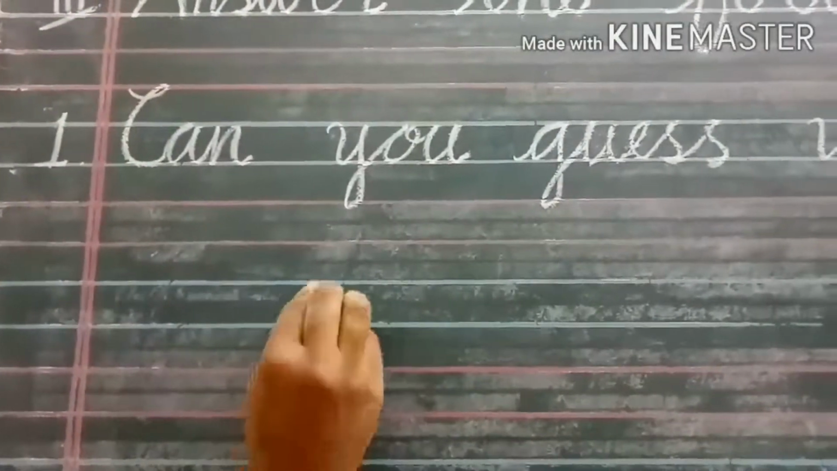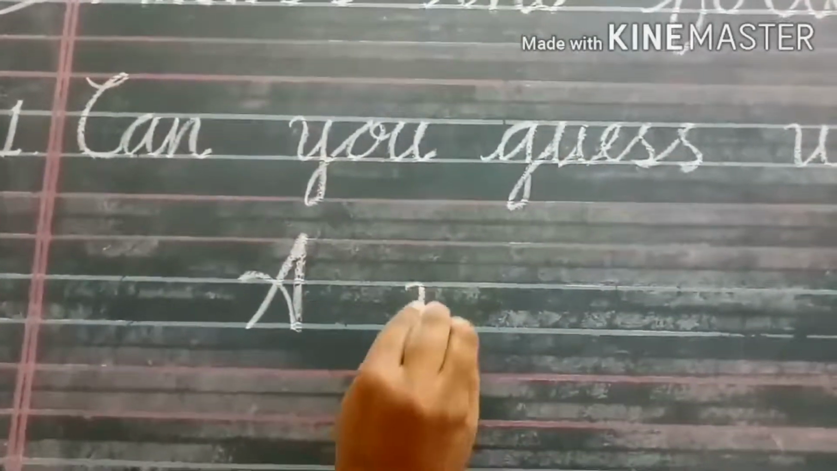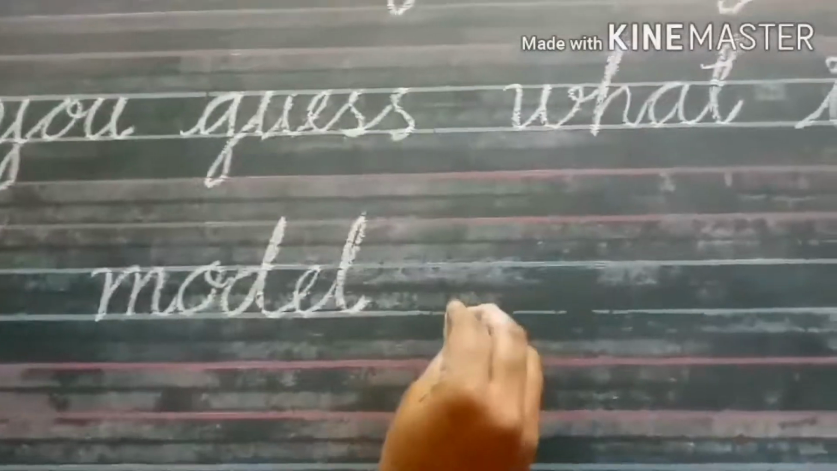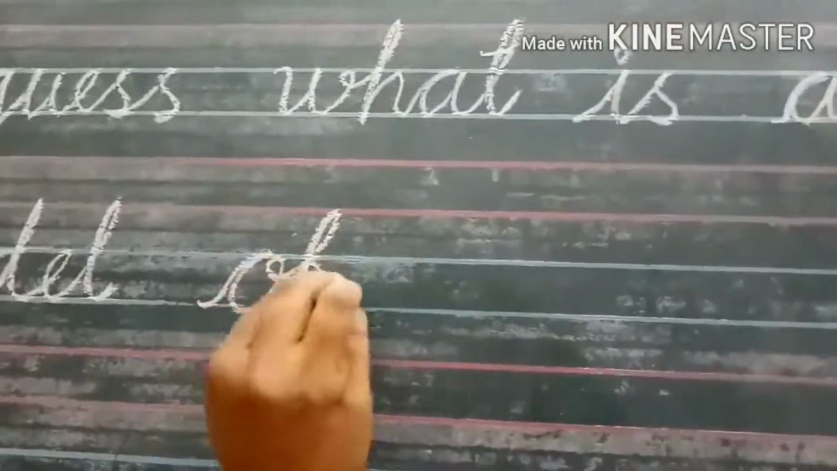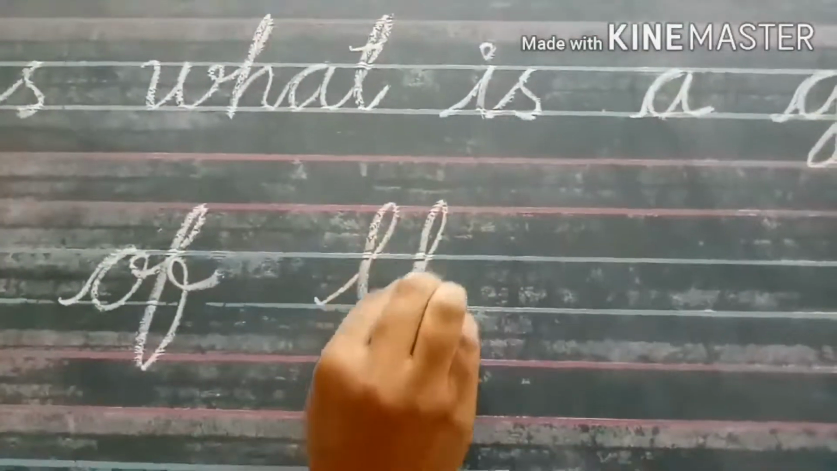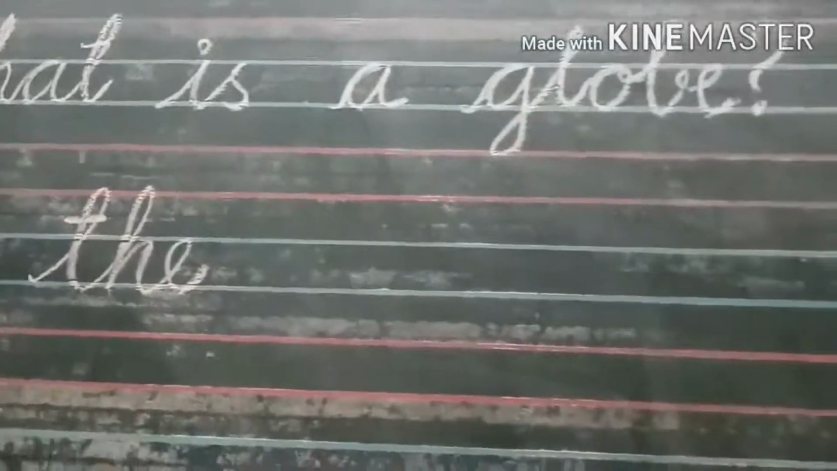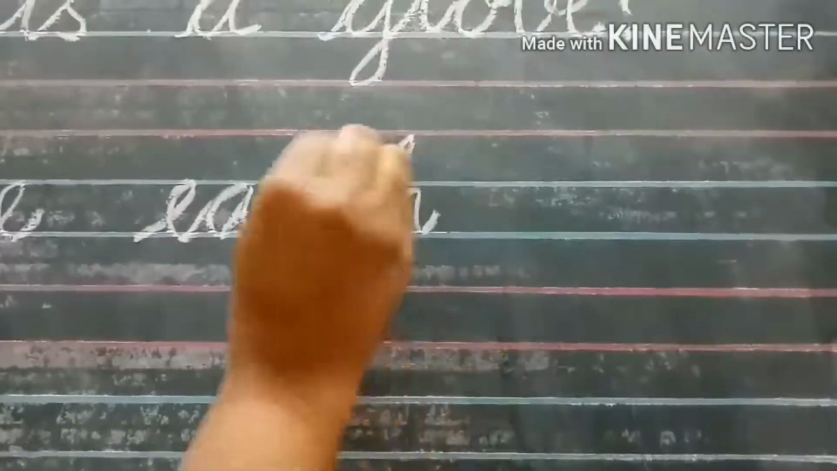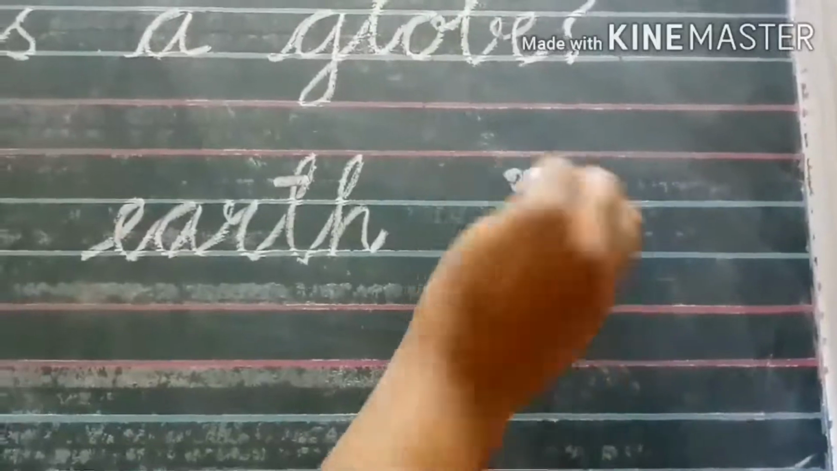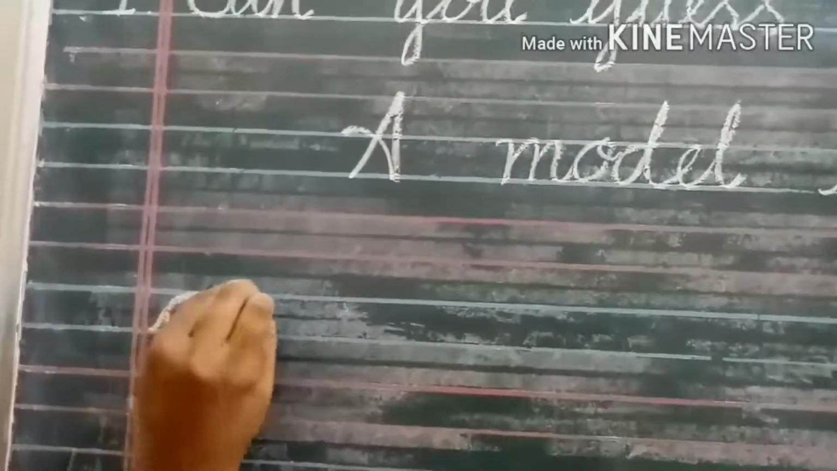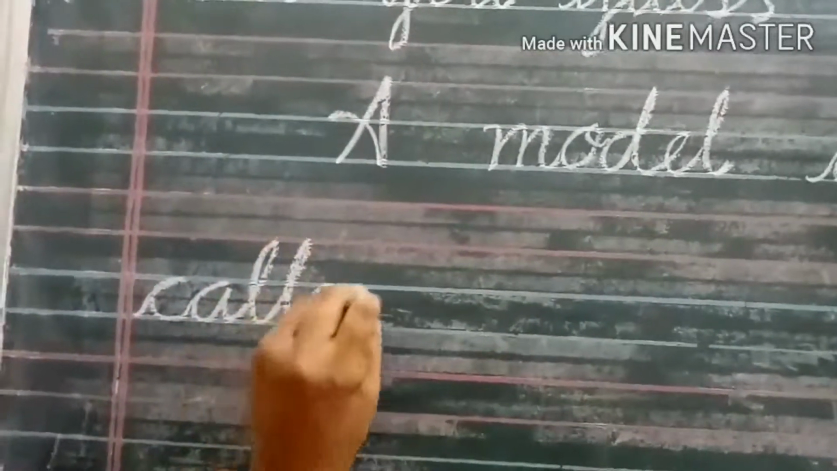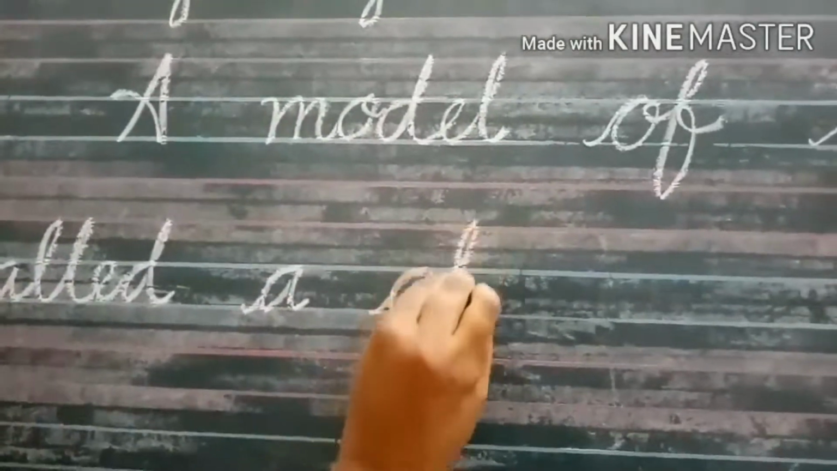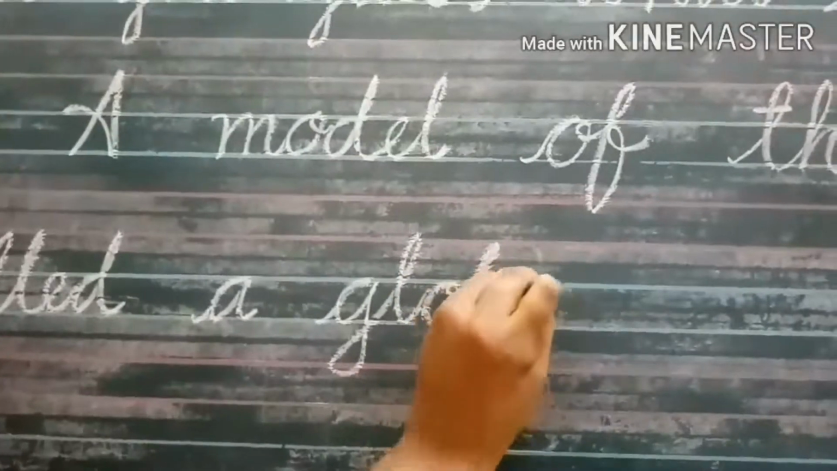Leave 2 finger space and write: A model of the earth is called a globe.